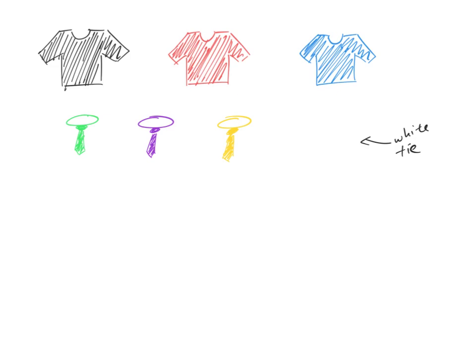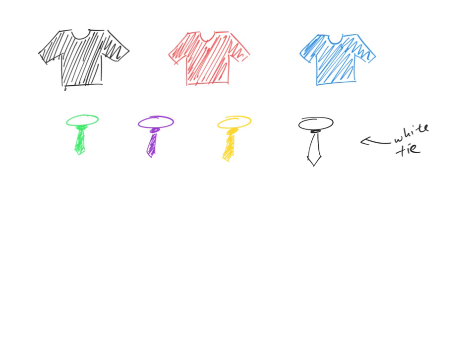So in this example, we're going to match up shirts with ties. As you can see, there are 3 different shirts and 4 different ties. It was hard to draw a white tie, but pretend there's a tie here. Fine, I just won't fill it in. So that's a white tie. What we're trying to do is figure out how many different ways you can pair up these ties with these shirts.